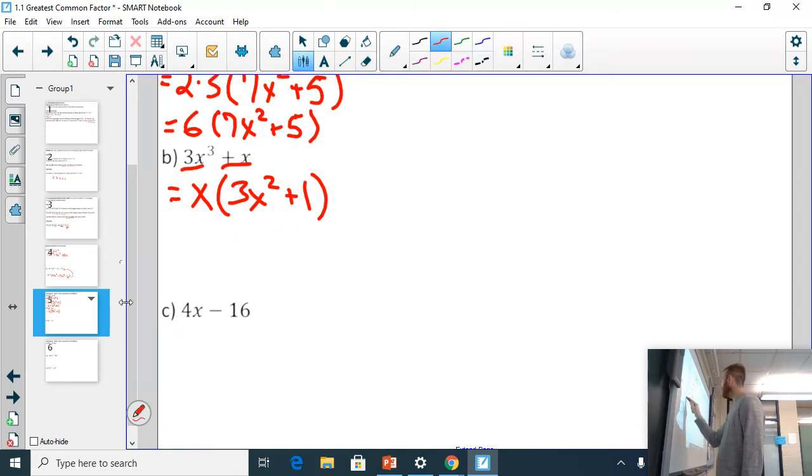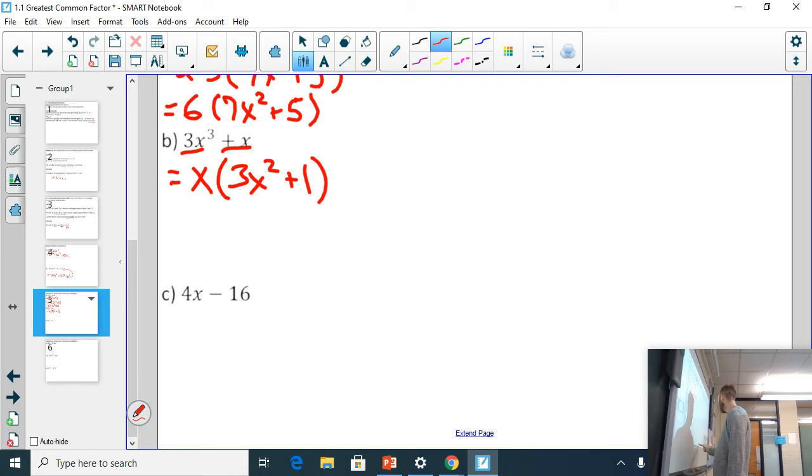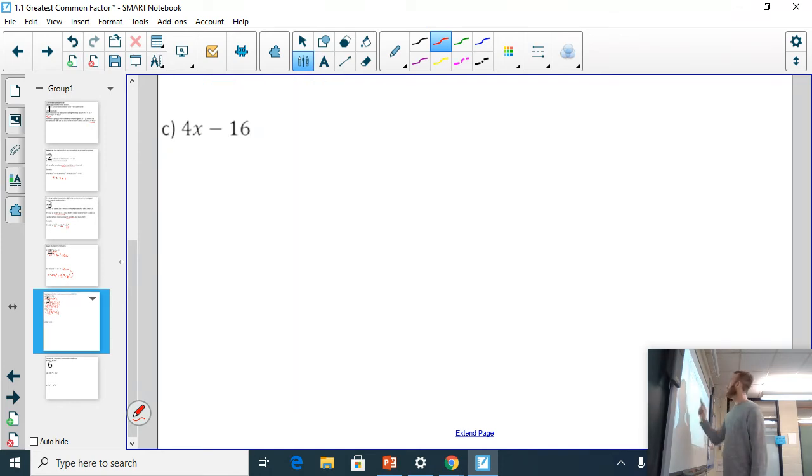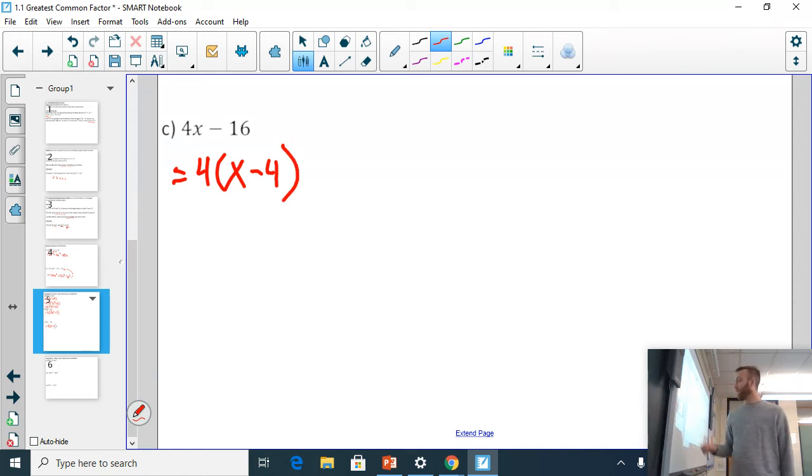And then down here, same concept. I'm looking at the numbers first, 4 and 16, and I'm just going to recognize that I could take a 4 out of both of those. And now I'm looking for variables. The one on the left has an x, but the one on the right doesn't have anything, so I can't take out any variables. So 4 times what is 4x, and that'll be x. And then 4 times what is negative 16, and that'll be negative 4, right? That negative is important, so that'll be our final answer for that one.